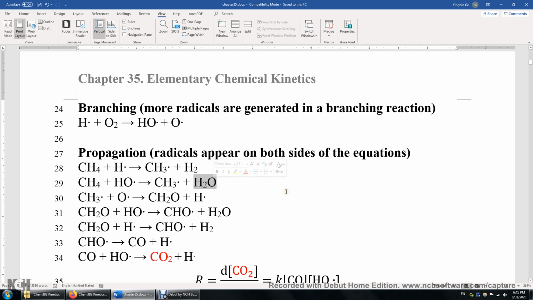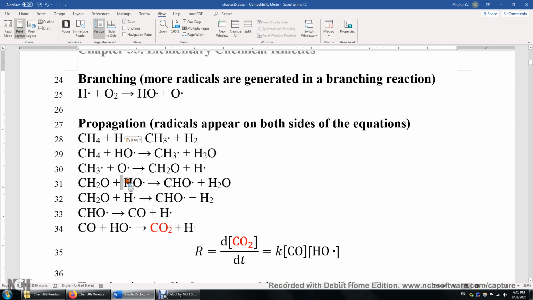How is CO2 being formed? Well, we'll have to look at many more elementary reactions. You can see even formaldehyde is generated, the CHO radical is generated, and carbon monoxide is one of the products in these many elementary steps. So finally, this carbon monoxide reacts with this highly reactive hydroxyl radical to produce CO2 and this hydrogen radical. So this is how CO2 is produced in the mechanism.